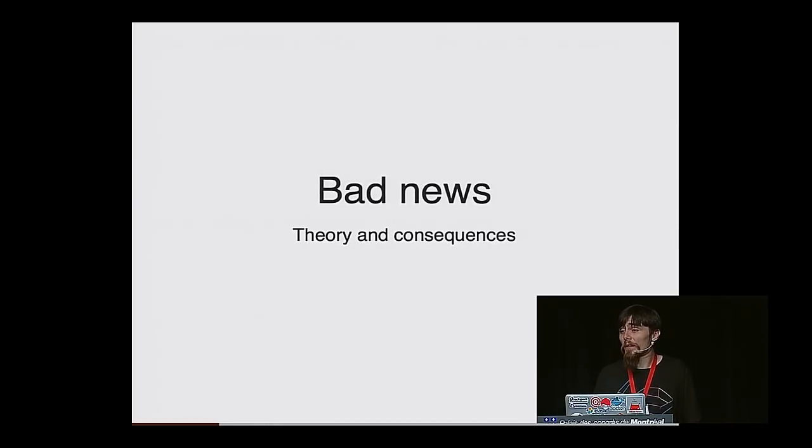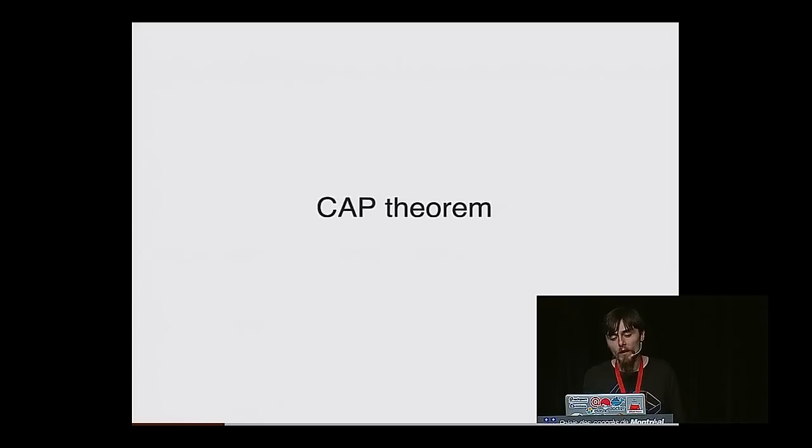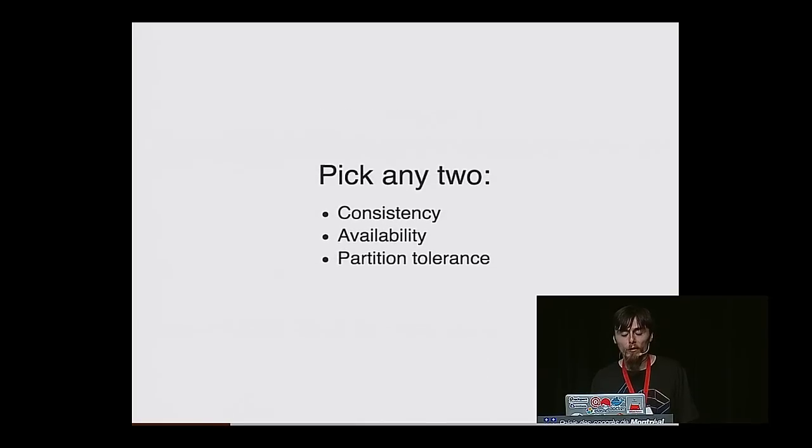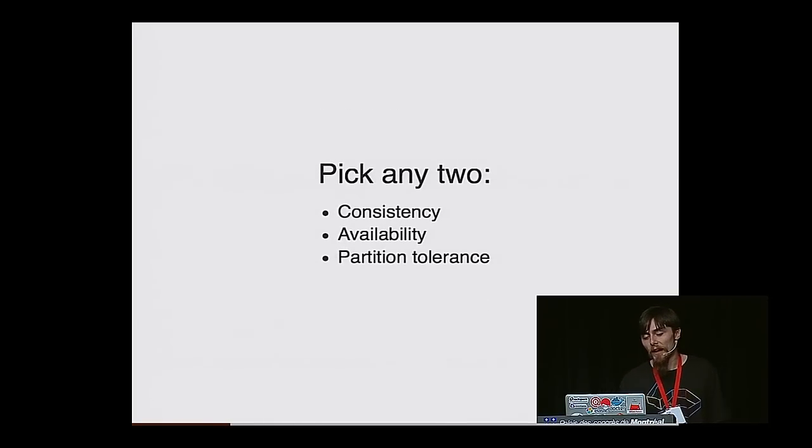So I'm going to talk about some bad news, which is mostly theory and its consequences. And the most famous theorem is probably the CAP theorem. This is something that everybody talks about all the time when talking about distributed systems. And the CAP theorem basically says that you can have any two. You can either be consistent, you can be available, or you can be partition tolerant. You can pick any two of those, but not all three.